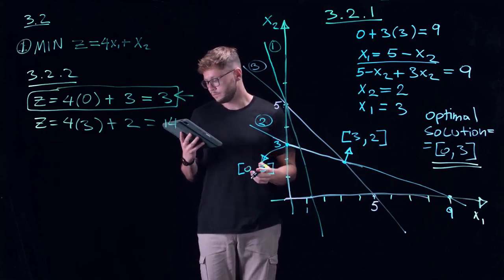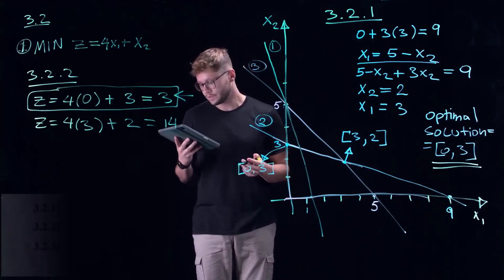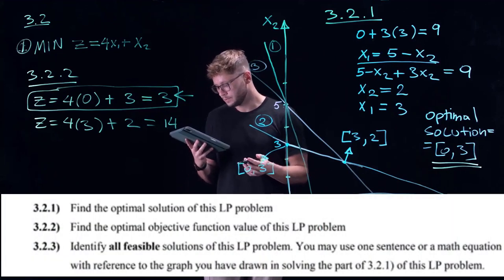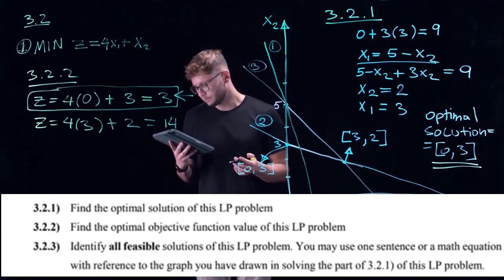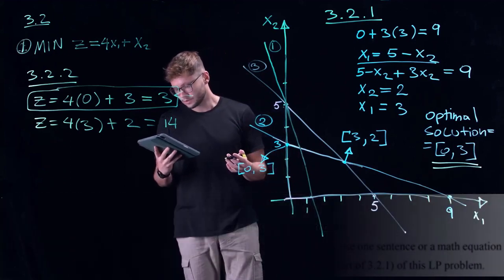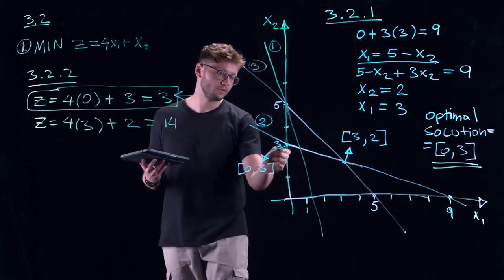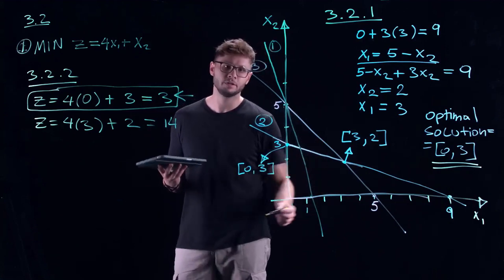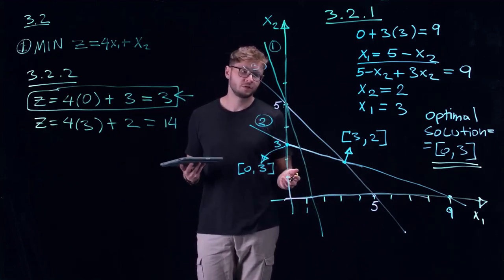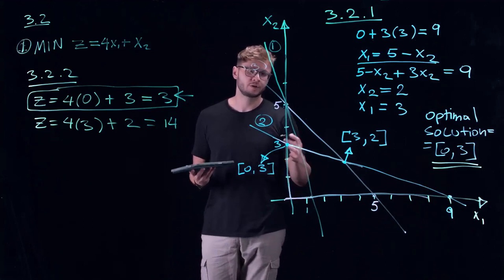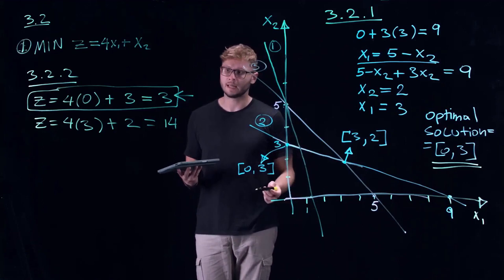Question 3.2.3 is a little bit more of a conceptual question, and it asks us to identify all feasible solutions of this linear programming problem. You may use a sentence or a math equation with reference to the graph you have drawn in solving this part. The reason they would ask this is because here it can be explained with just a line. If it was an entire region, there would be infinite amount of feasible solutions. Even here there are infinite amounts, but they're just trying to get you to explain how the feasible region here is a line.